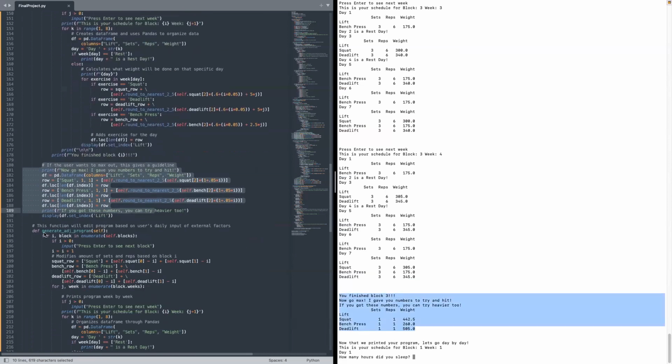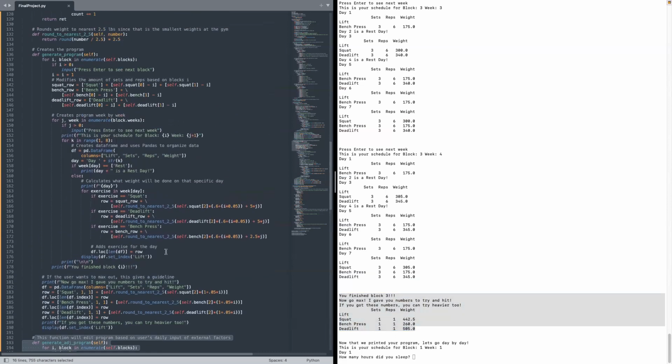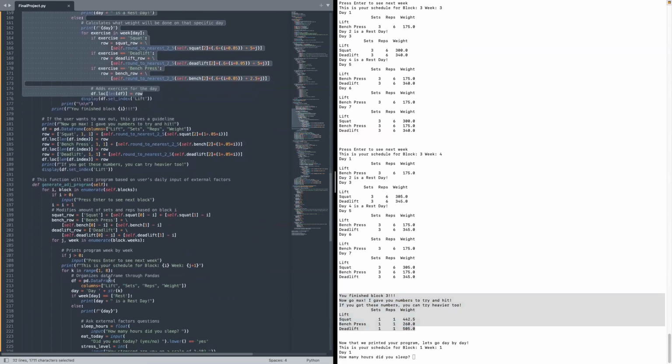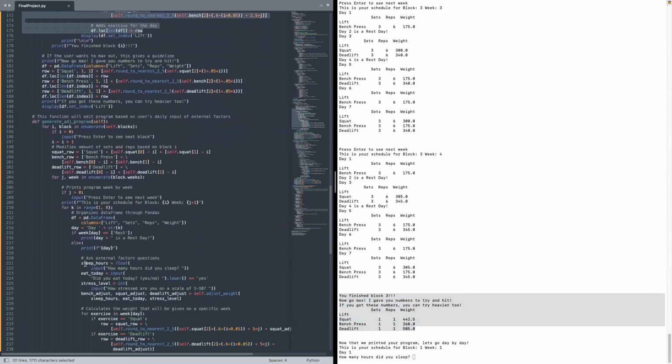And this next part of the code is pretty similar to what's up here. It's basically repeating it, except the only difference is that I asked the external factor questions. So the number of sleep hours, if you ate today, the stress level, and then this line just adjusts the numbers.